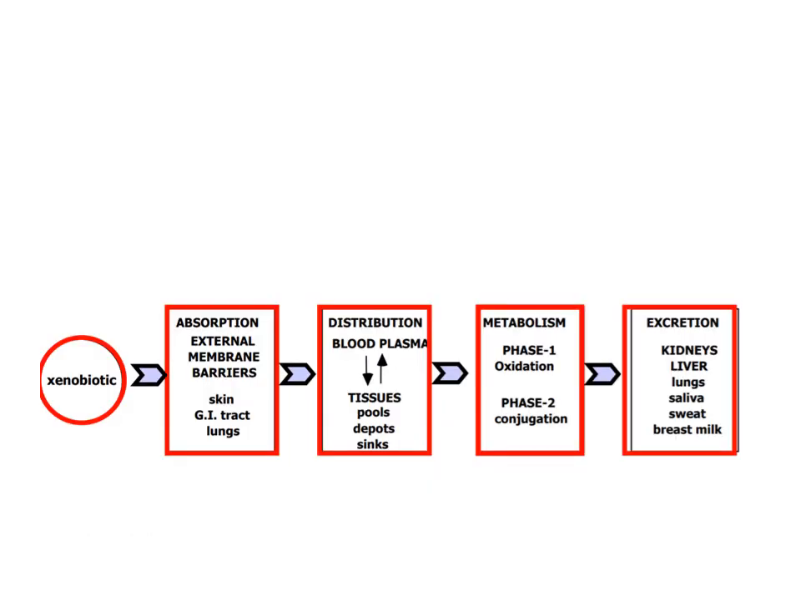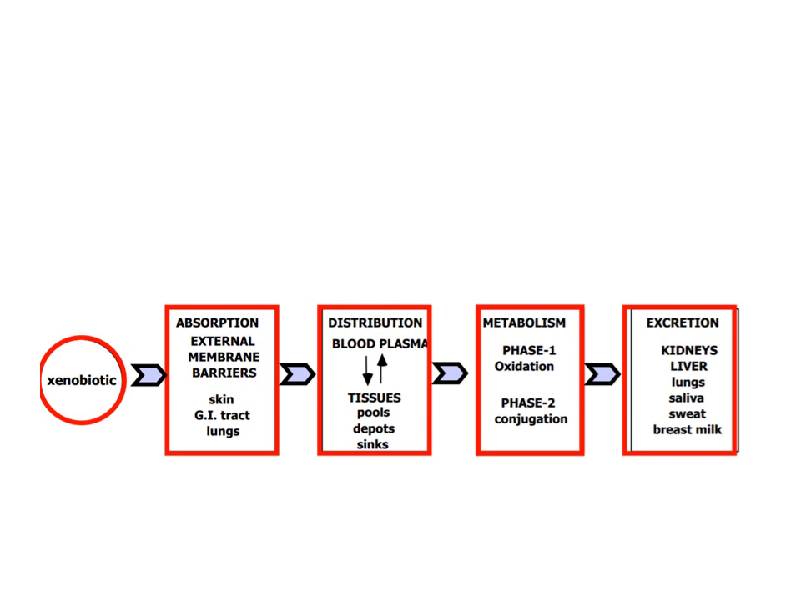So let us see what all distance the xenobiotic has to travel. It has to move through absorption from the external membrane barriers, which include skin, GIT, and lungs, and then it has to go into the bloodstream. From the bloodstream it has to be distributed, and during its distribution, whichever tissue it has affinity for, it gets deposited. They form the storage depots or sinks, and from the blood it goes into various cells, especially in the liver and kidney, where it is metabolized.